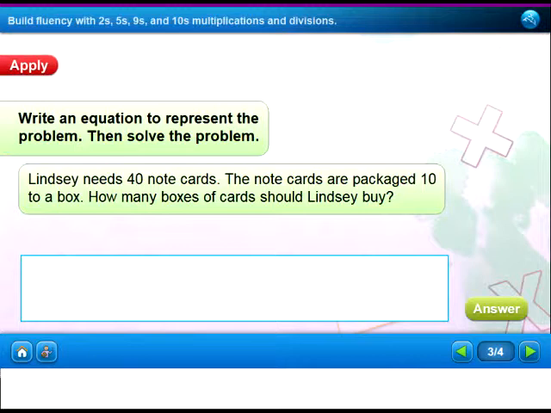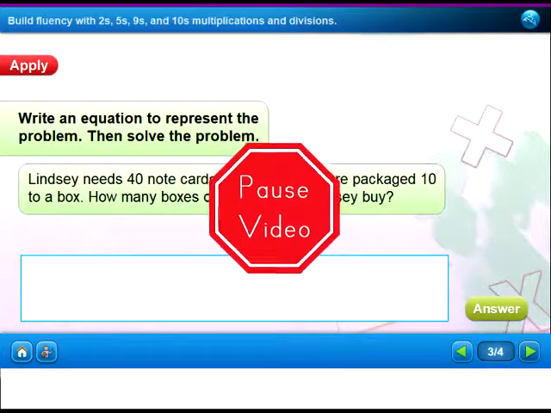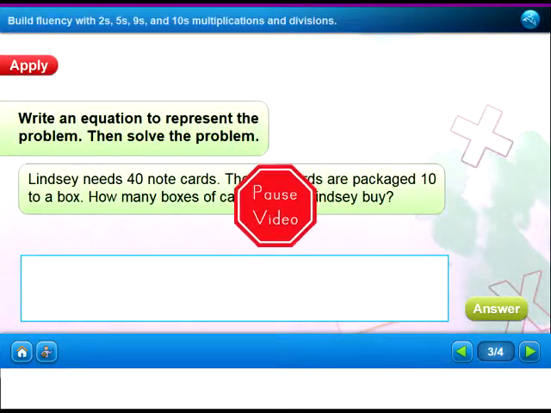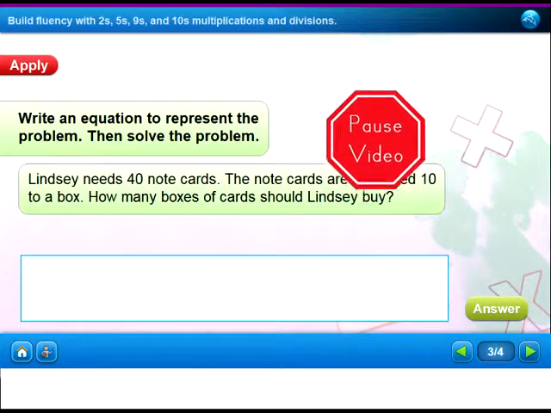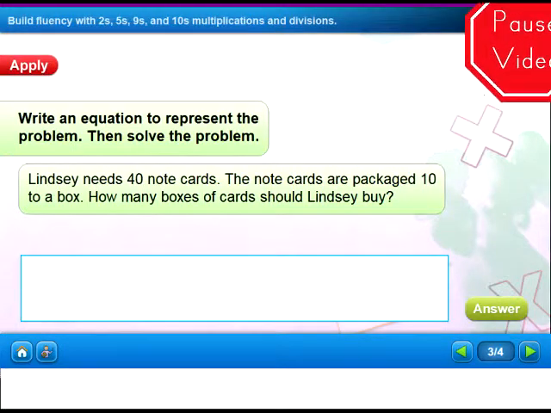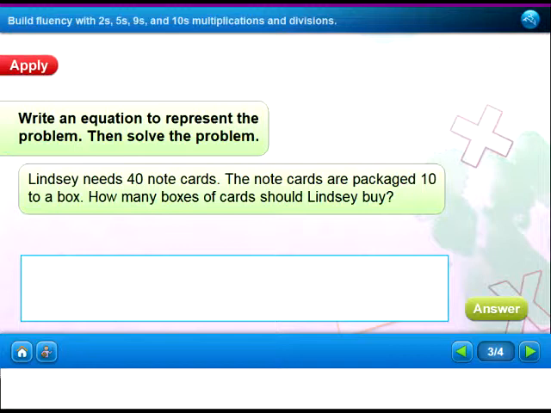Next, we have this problem. Write an equation to represent the problem, then solve the problem. Lindsay needs 40 note cards. The note cards are packaged 10 in a box. How many boxes of cards should Lindsay buy? This is problem number 3. I want you to pause the video and write it down, see if you can figure this one out. I'm not going to say much about this, but I will say that it's working backwards. It is a division problem. You have to take the 40 cards, that's the total, and how many were in each box.